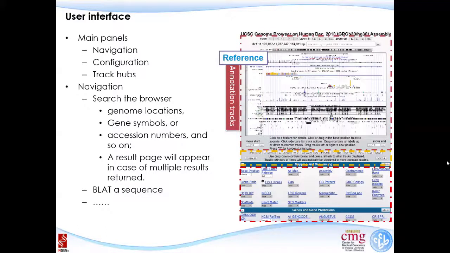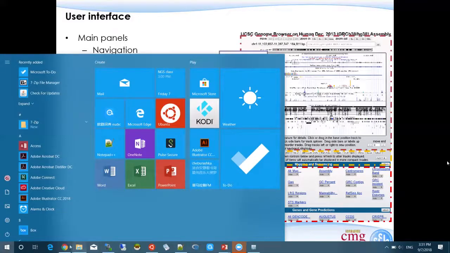So this is the interface of UCSC. It has a navigation tool over here and configuration over here, and also the track hubs over here. It has a lot of information and annotation tracks. Let's take a look at UCSC.